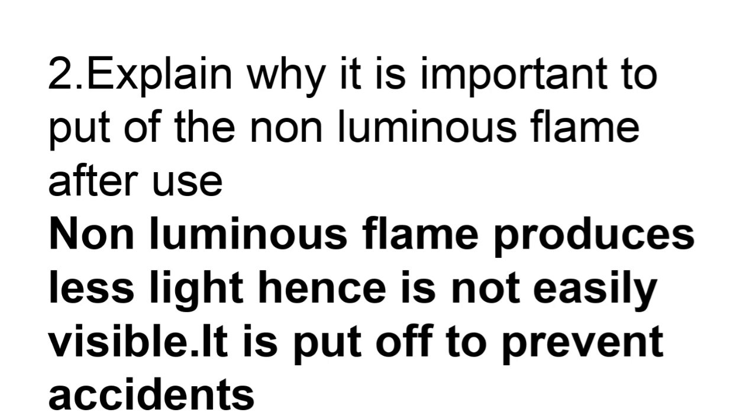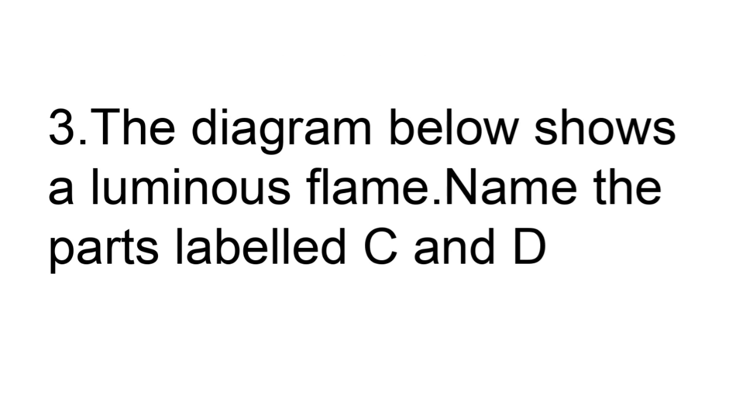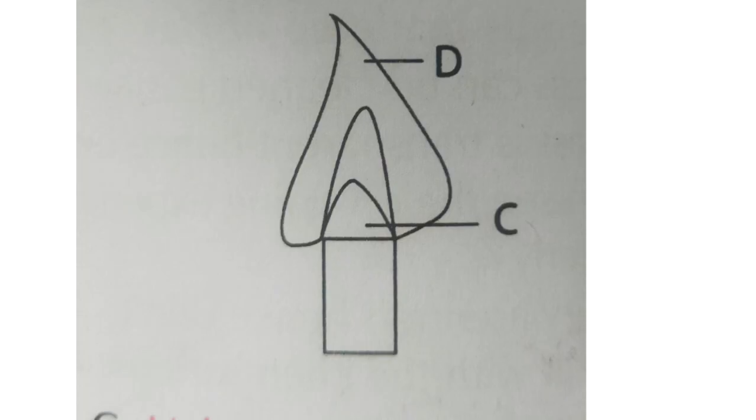Then question number 3. The diagram below shows a luminous flame. Name the parts labeled C and D. Now look at our luminous flame. Actually, you might think it's a non-luminous flame because it's showing only 3 zones. But because the question specifies that it's a luminous flame, this is how we look at it.